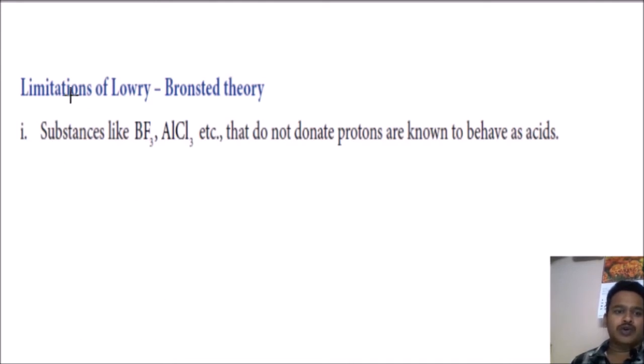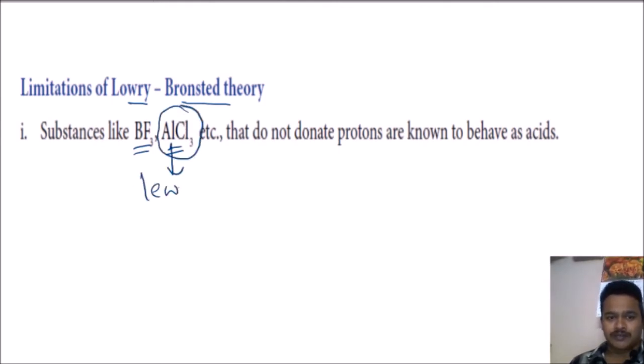Here also some limitations are there in the Lowry-Bronsted theory. Substances like BF3 and AlCl3 that do not donate protons are known to behave as acids. You already studied in some organic reactions that AlCl3 is a Lewis acid. It is a Lewis acid, but according to what? According to this.